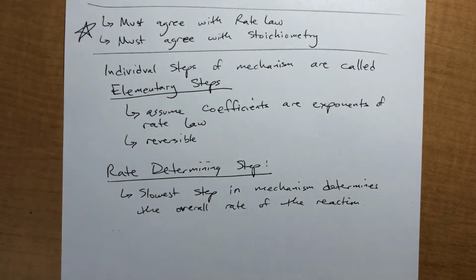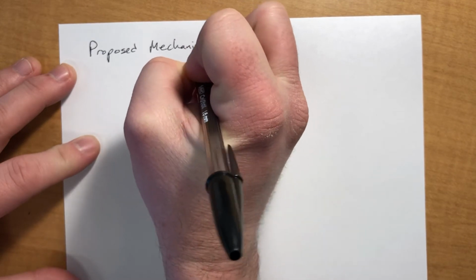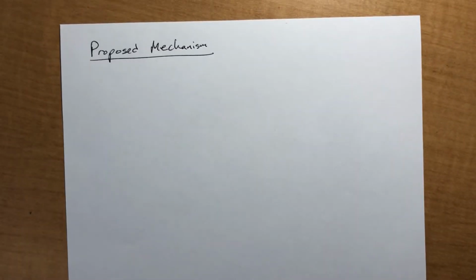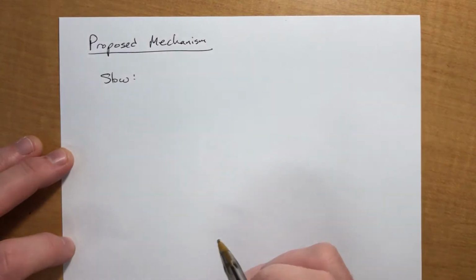So let's look at an example and see how to actually use any of this information, because right now it probably all seems like gibberish, and that's okay. We'll get through it. So let's look at an example of a proposed mechanism. Coming up with reaction mechanisms is a really difficult process. I'm not expecting you to ever come up with a mechanism. I'm just asking you to analyze what's going on in the reaction. So let's say we've got this mechanism. It's a slow step followed by a fast step.